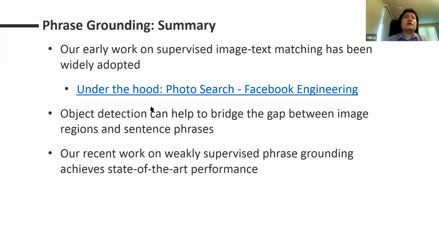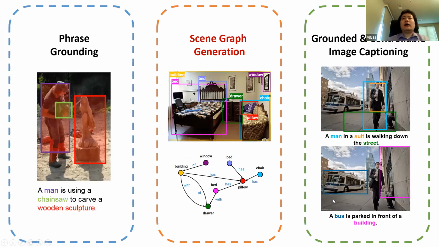Okay, so I don't think we have any further questions, so I'll move forward to our second component, learning to generate scene graphs from image-text pairs.